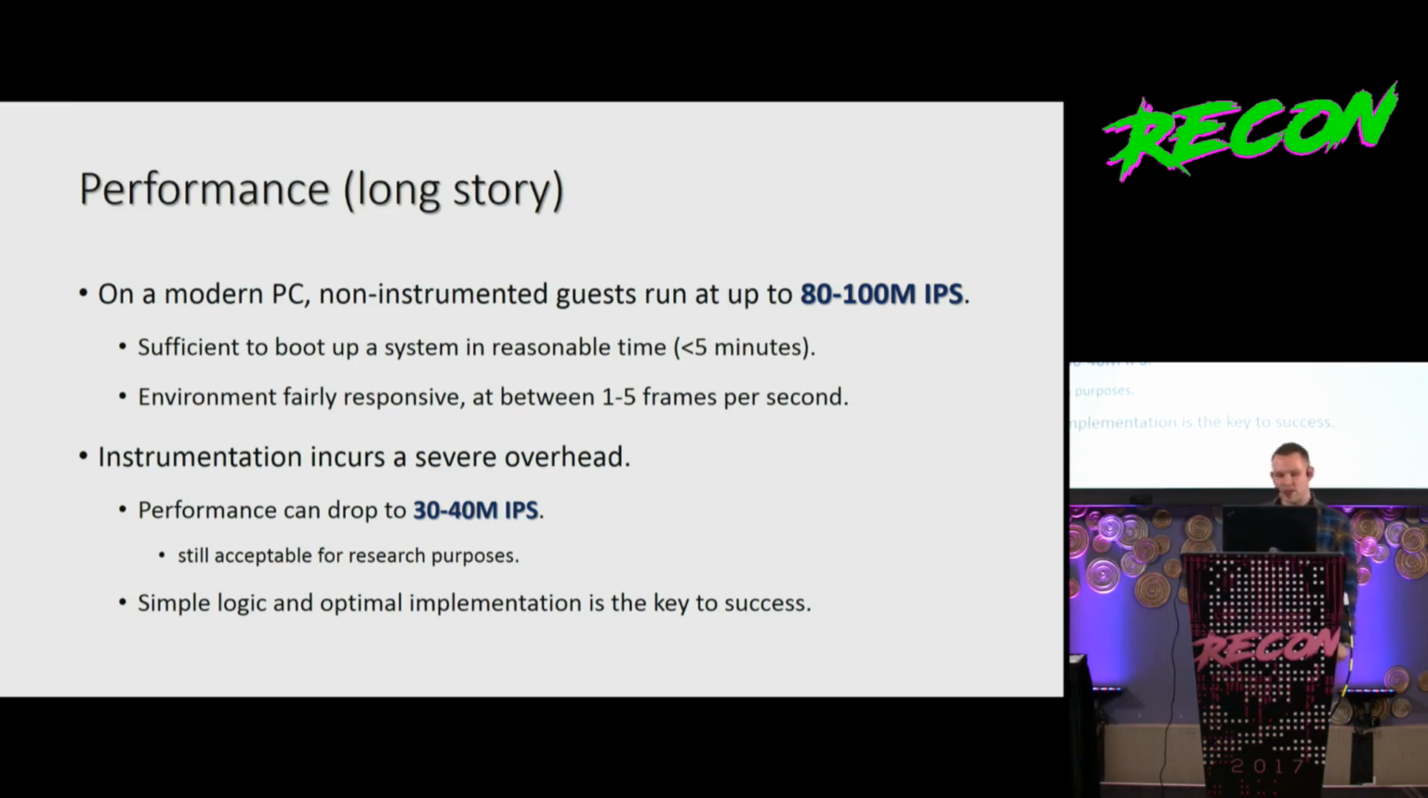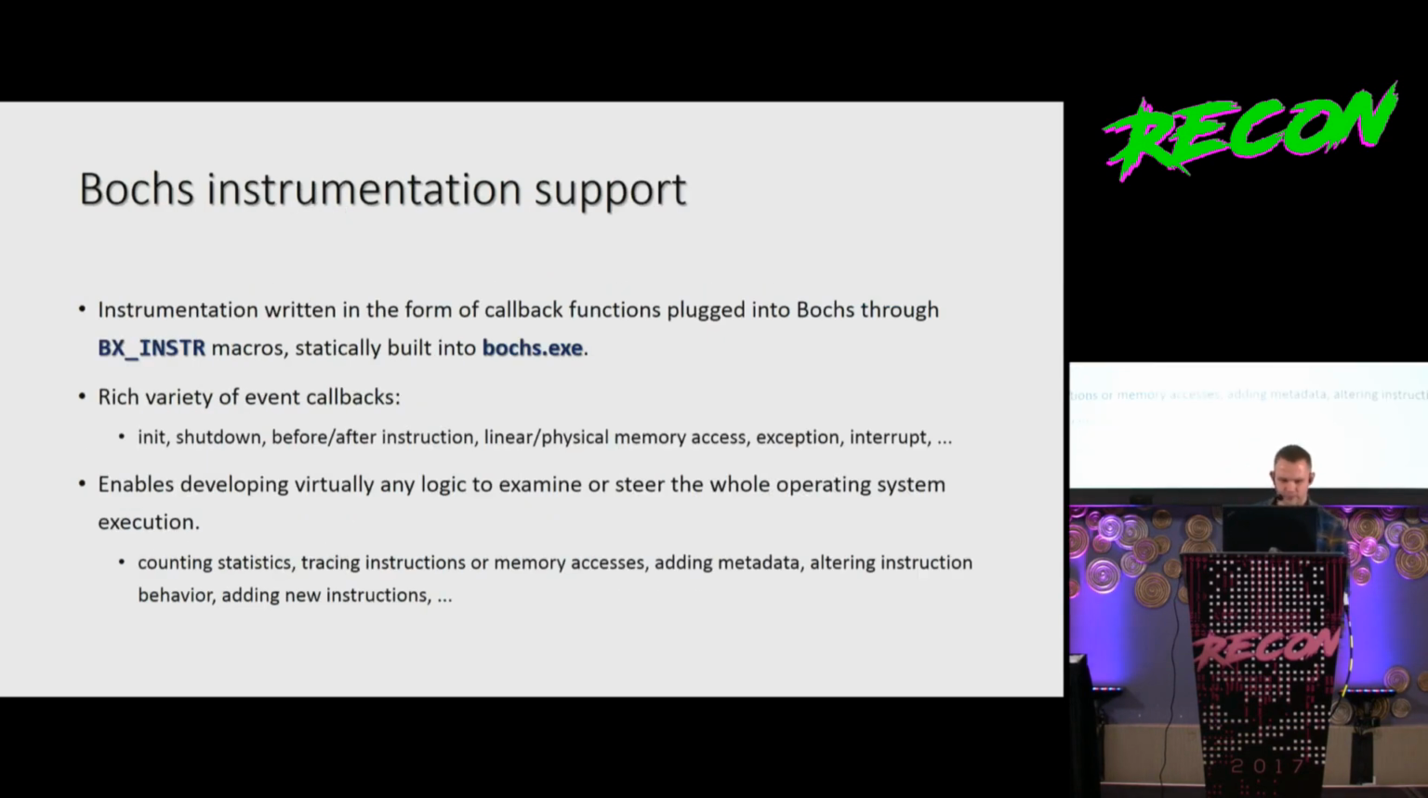But when we do add some instrumentation, it becomes worse. The performance in the case of Bochspwn Reloaded dropped to around 30 to 40 million instructions per second. But I think that's still acceptable for research purposes, because we're not really that limited in time, and we can wait for the results for a week. That's fine for us anyway. So it's workable, I would say.